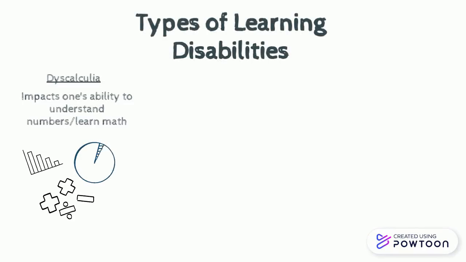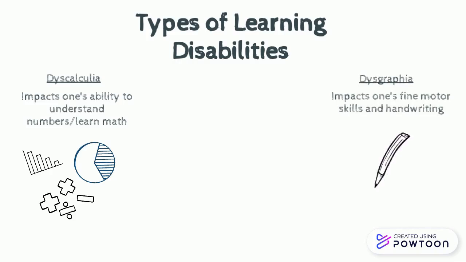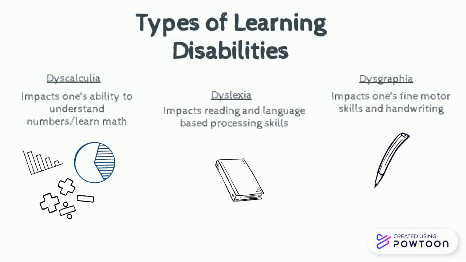Common types of learning disabilities include dyscalculia, which impacts one's ability to understand numbers and learn math, dysgraphia, which affects one's fine motor skills and handwriting, and dyslexia, which impacts reading and other language-based processing skills.